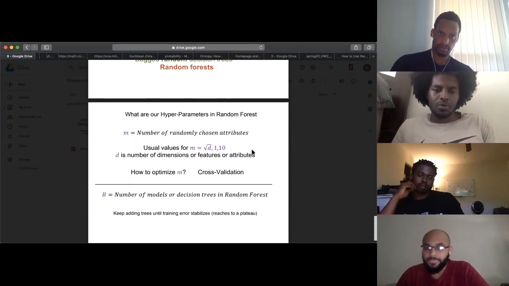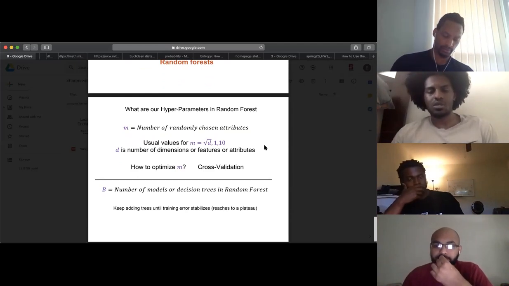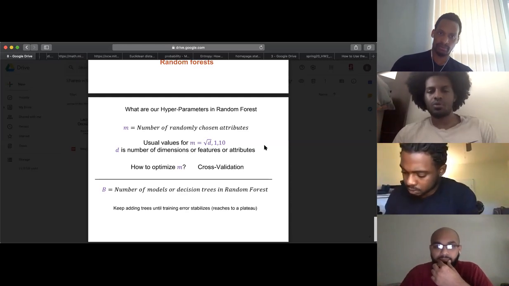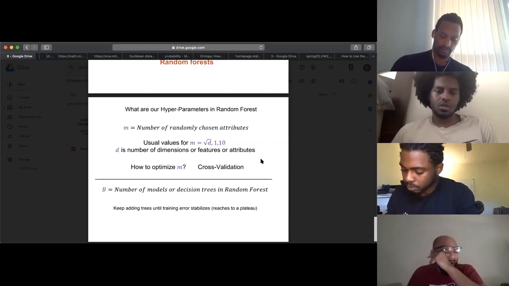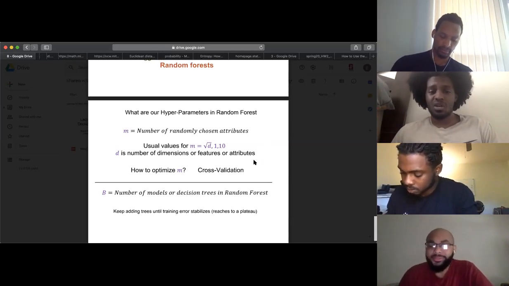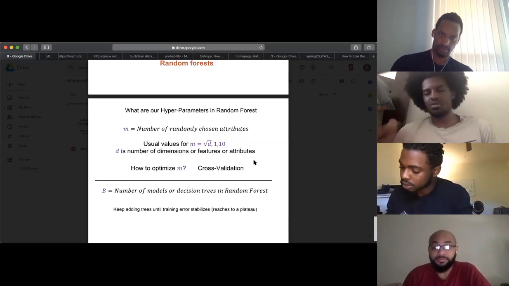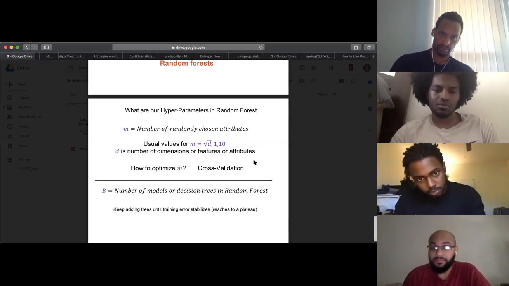Yeah, so the hyperparameters are the number of randomly chosen attributes. This is the rule of thumb: you just want to pick the square root of the dimensions or features or attributes. I don't know why, but I just know that you do the square root of the number of dimensions or features you have as m.